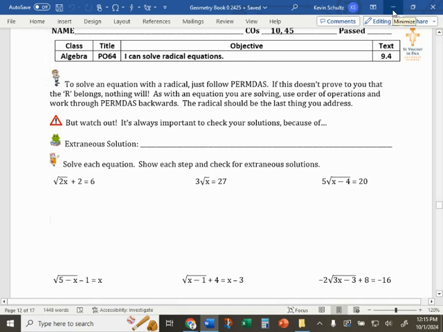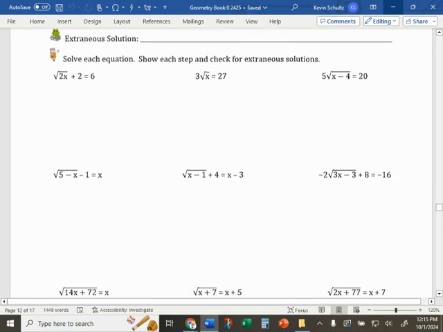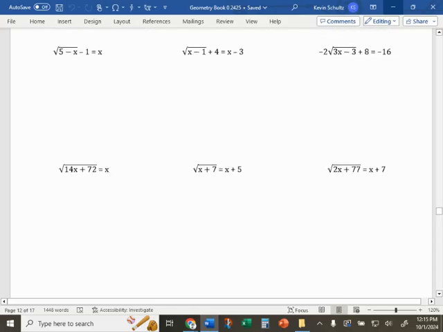Geometry. We are continuing through PO64, the last day of our last objective of our first unit. And we started this one yesterday with the root of 5 minus x minus 1 equals x. And we're going to take it from the top. You already have this work down, so please follow along.